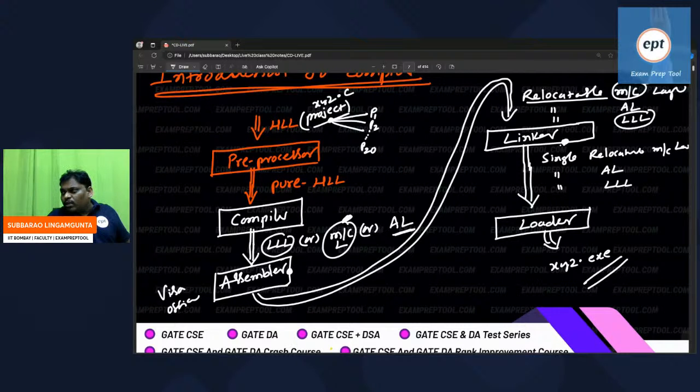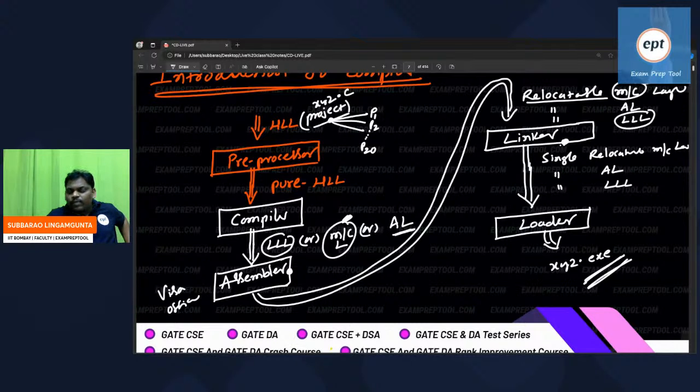Loading is what the loader will do? The loader will load the program from hard disk to main memory. Remember, before loading, the program is there in the hard disk. After loading is over, the program is there in the main memory. Now your program became xyz.exe, means it is executable.